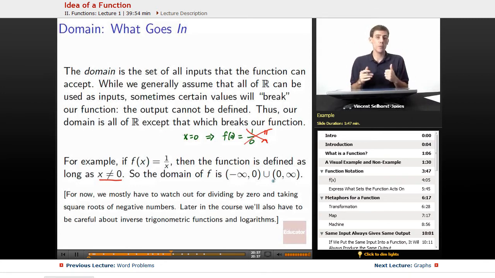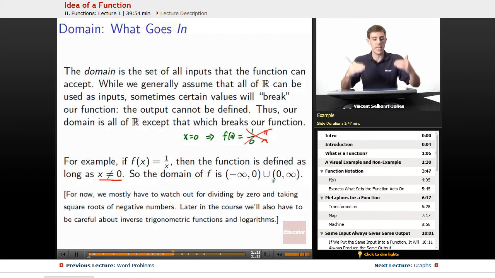So right now, we only really have to worry about dividing by 0 and taking square roots of negative numbers. Those are the things to watch for. That's where our domain will break down. Later in the course, we'll have a little bit more to worry about. We'll also have to worry about inverse trigonometric functions, which are only defined over certain values, and also logarithms, which have some inputs they're not allowed to take either. But right now, just dividing by 0 and taking square roots of negative numbers. Much later in the course, after we see these ideas, we'll have to think about them as well when we're thinking about what can go into a function.